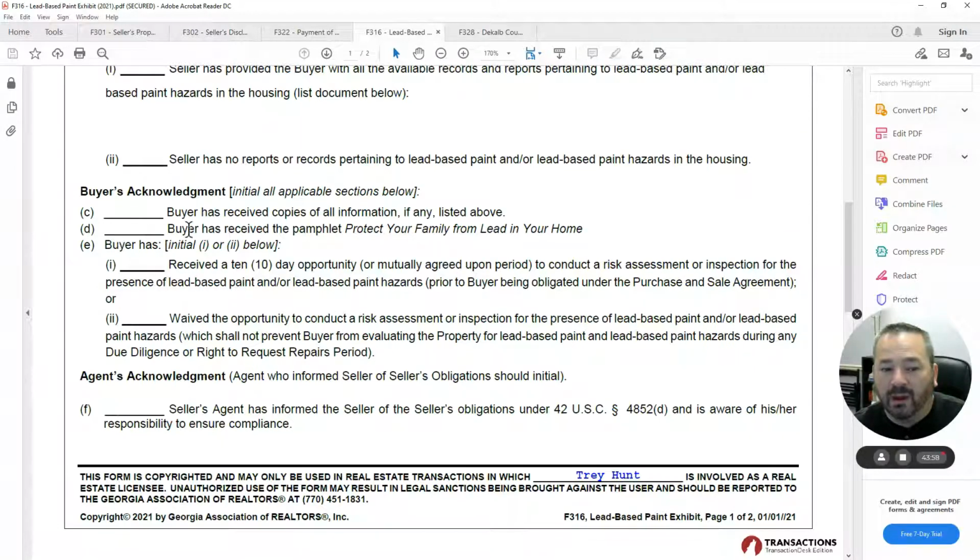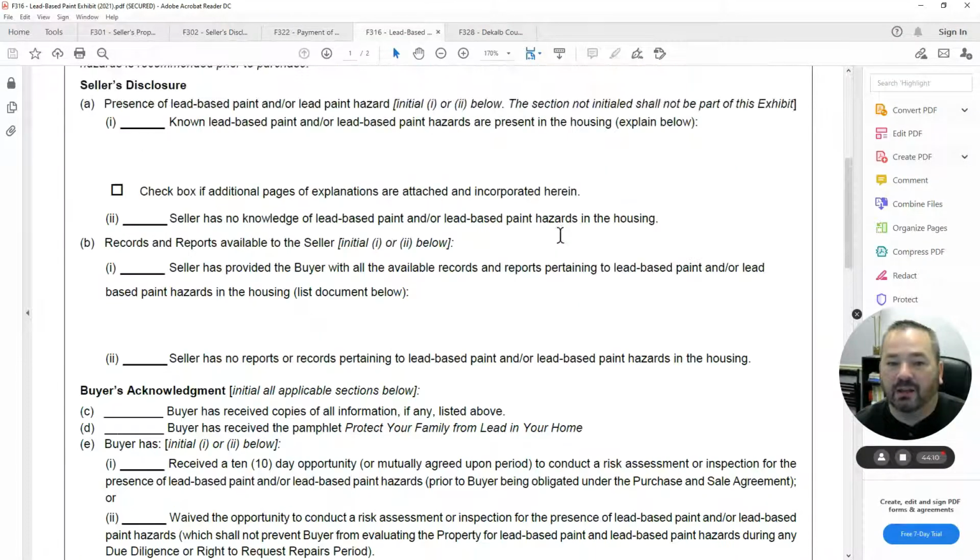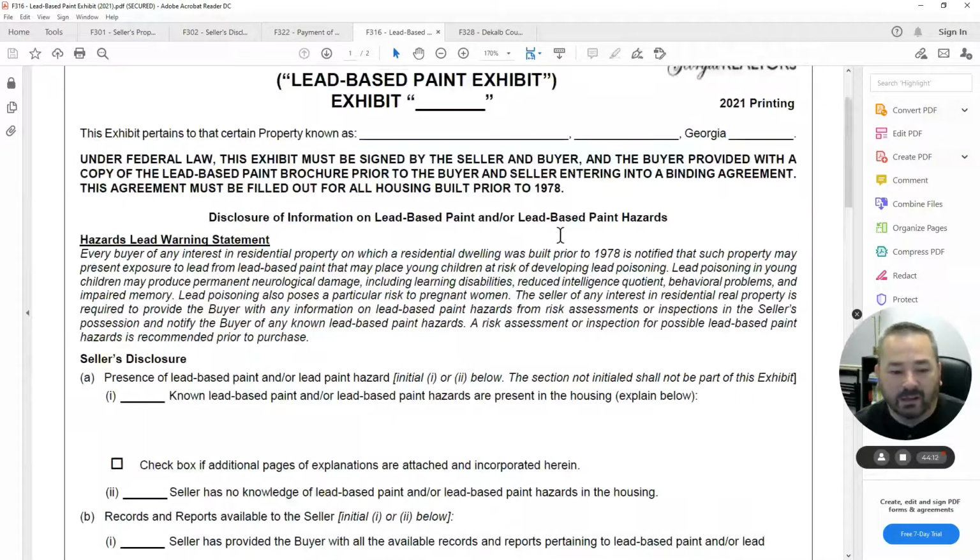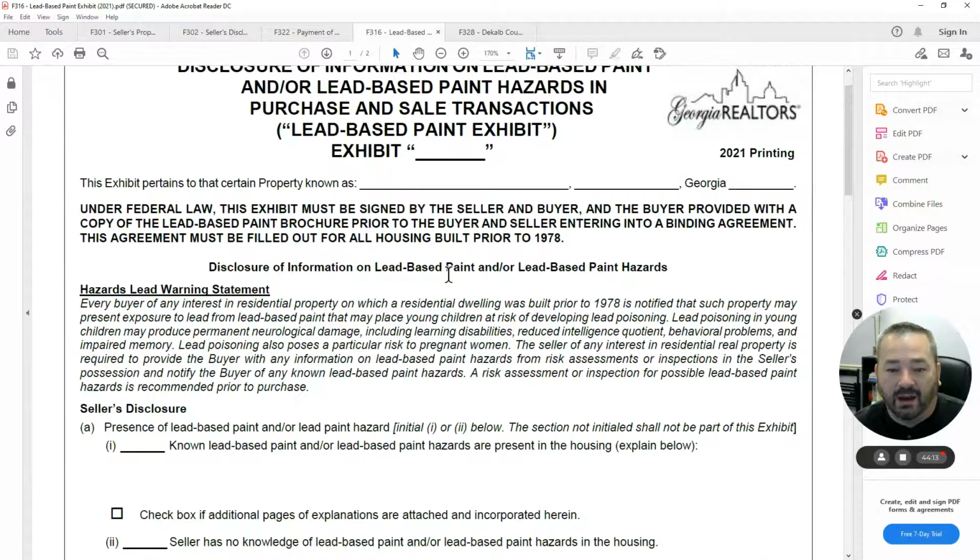Number 2, buyer has received the pamphlet, Protect Your Family from Lead in Your Home. Who do they get that pamphlet from? They get it from you. So you need to share that. And it says up here that they can't have a binding contract until they've received it.